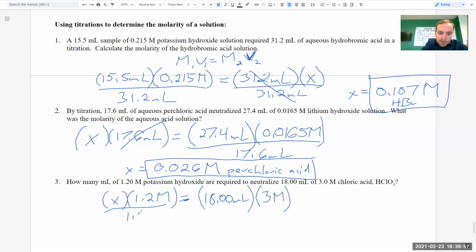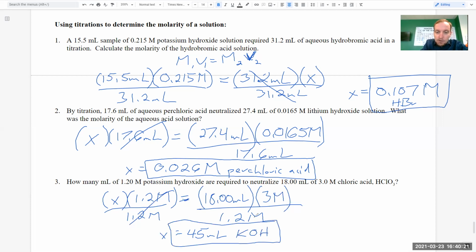Again, you guys know, divide both sides by what is next to the X. That will cancel out 1.2 molar. X, when I multiply the top two numbers and divide by the bottom number, I'm going to get my answer already in milliliters because my other volume's in milliliters. So that would be 45 milliliters of potassium hydroxide, KOH.